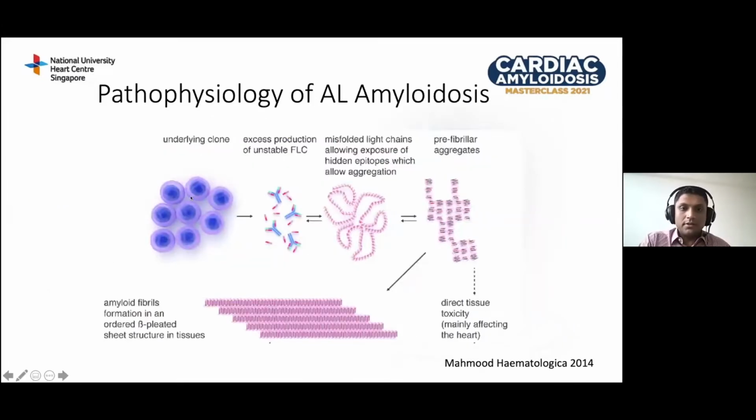So these clonal plasma cells produce an excess of clonal free light chains. And in some situations, these misfold, which exposes hidden epitopes, predisposing to the formation of prefibrillar aggregates. And these in turn form beta-pleated amyloid sheets, which deposit in organs and cause organ damage. The prefibrillar aggregates themselves can sometimes cause direct tissue toxicity, especially to the heart.